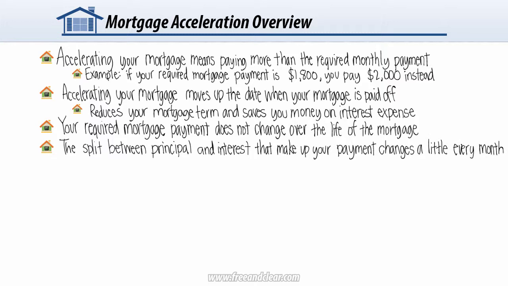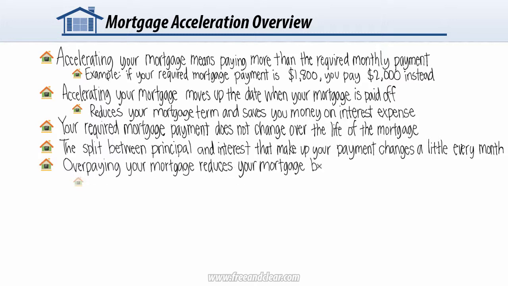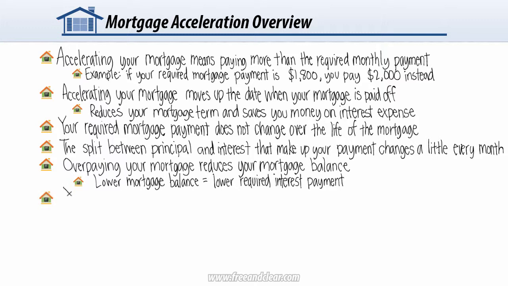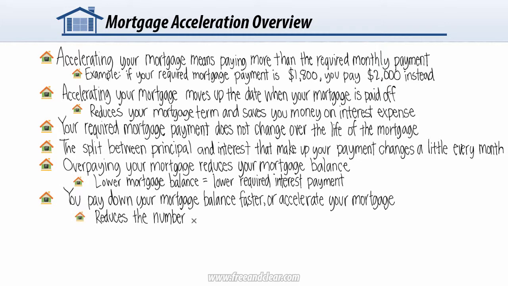When you accelerate or overpay your monthly mortgage payment, the dollar amount of your remaining scheduled monthly mortgage payments does not change, but the breakdown between the principal and interest components that make up your monthly mortgage payment does change. By overpaying your mortgage, you reduce your mortgage balance, and a lower mortgage balance results in a lower required interest payment. So although your monthly mortgage payment does not change, the interest component of your mortgage payment goes down, while the principal component of your mortgage payment goes up. You are paying down your mortgage balance faster or accelerating your mortgage, which reduces the total number of payments and interest expense. I'm going to walk through a couple of examples to demonstrate the financial benefits of mortgage acceleration.